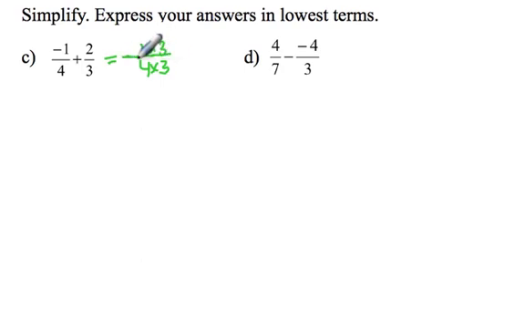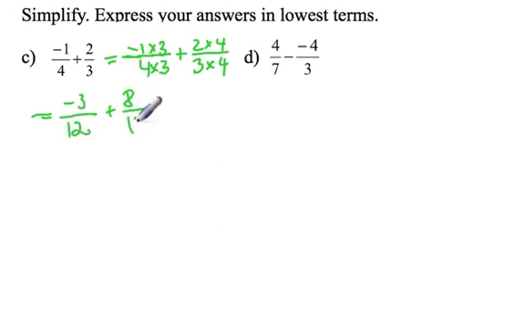So I will have -1 times 3 over 4 times 3 plus 3. I would have to multiply by 4 to get 12. So I will multiply both top and bottom, or numerator and denominator, by 4, and that equals -3 over 12 plus 8 over 12. Once we have the same denominator for both fractions, we can add or subtract the numerators and the denominator remains the same. -3 plus 8 is +5, so the answer is 5/12.